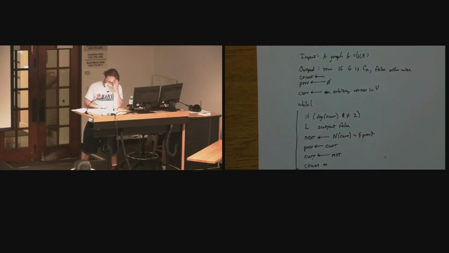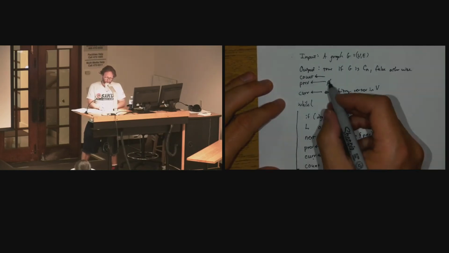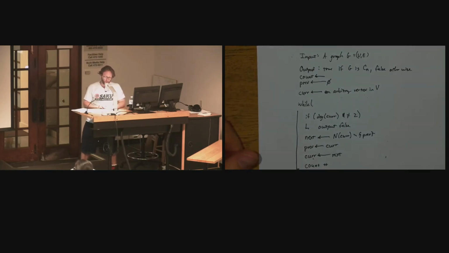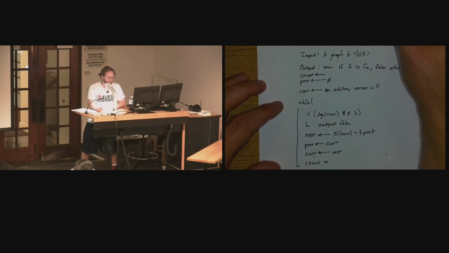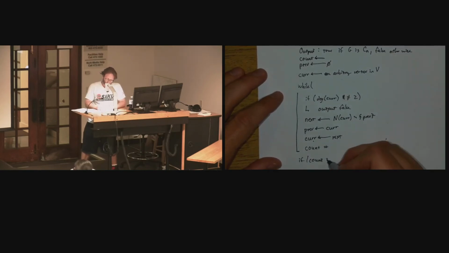There. My condition at the end will depend on where I started too. So now we need to know where I started. If I start here and then I count 1, 2, 3, 4, I'm counting the number of edges. So if the count is equal to n, then I'll output true. Else output false. Okay? There.